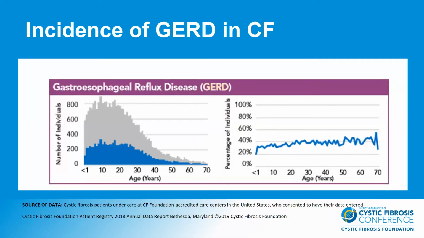The incidence of gastroesophageal reflux disease in cystic fibrosis is quite common, with a prevalence of up to 30 to 80%. You can see in this picture from the CF Foundation Annual Registry from 2018 that over 20% of patients and up to 40% of patients have been diagnosed with gastroesophageal reflux disease based on the registry.